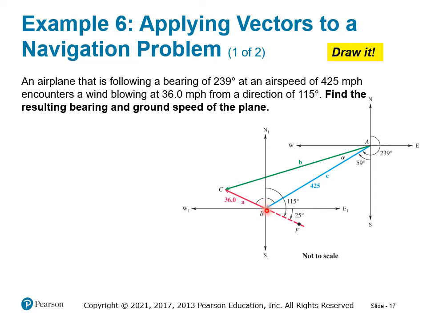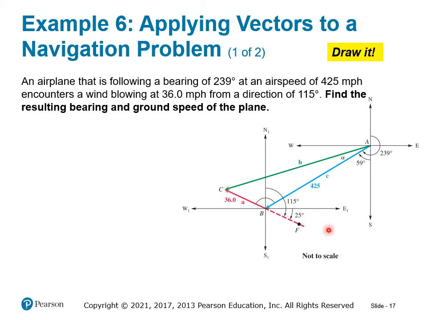The wind now acts on this vector from a direction of 115 degrees. So again, we have the compass here. We go 115 degrees clockwise, and we get this vector here. But this is the direction it's coming from. So it's starting here and going toward vector 2. Okay, toward vector 2.